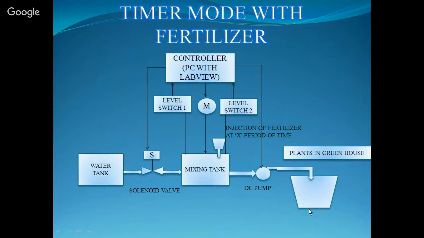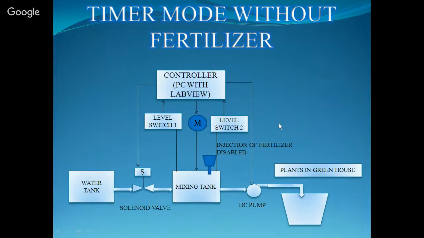Next, timer mode without fertilizer. This mode of operation is similar to that of the previous mode, but the mixing operation is not performed as fertilizer is not injected. As in the previous mode of operation, the initial and final time of the irrigation process is specified. When the initial time specified equals the system time, the process starts by switching on the solenoid valve. The solenoid valve is turned off when the level in the mixing tank reaches the upper level switch.